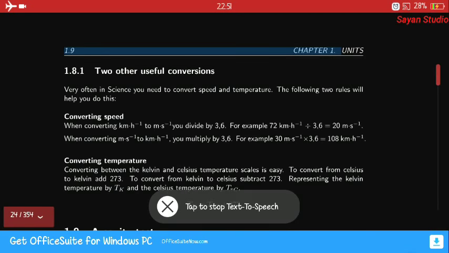Chapter 1. Units. 1.8.1 Other useful conversions. Very often in science you need to convert speed and temperature. The following two rules will help you do this.